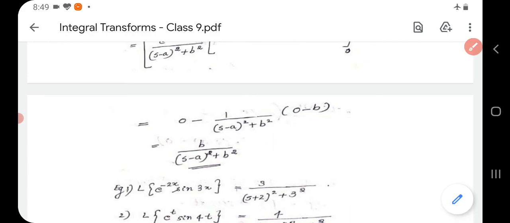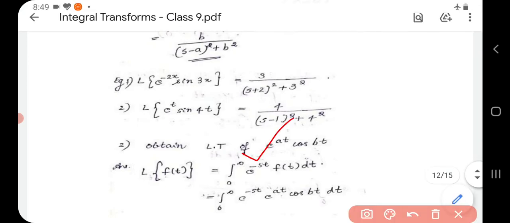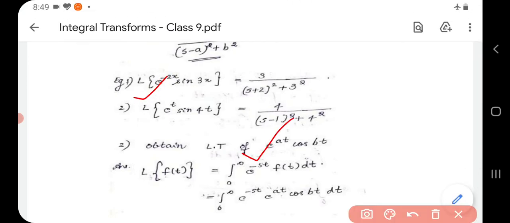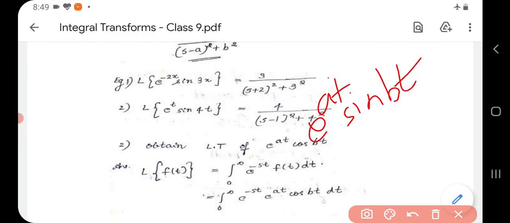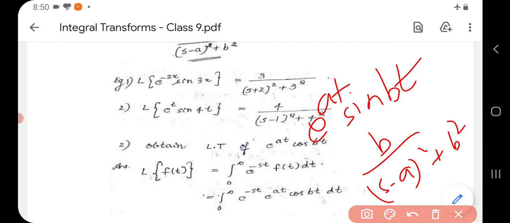Okay, so you will be asked a question like this: e raised to minus 2x sin 3x. So definitely you will understand that this is of the form e raised to at sin bt. Okay, what is the formula? b by s minus a the whole square plus b square. Here what is your b? 3. It is written here. S minus a the whole square. So here it will be s plus 2 the whole square plus b square. Okay. Similarly this one.